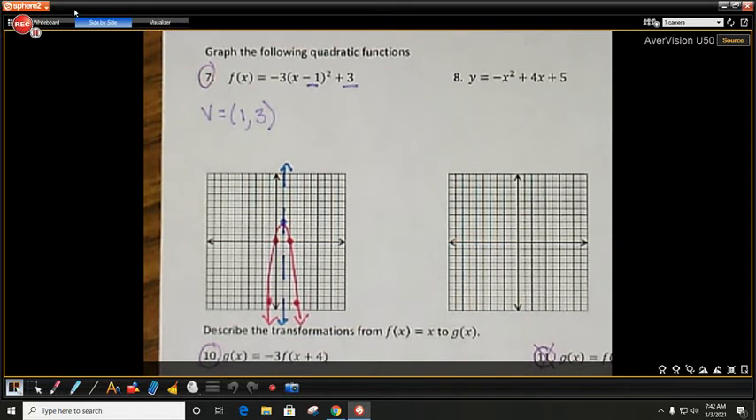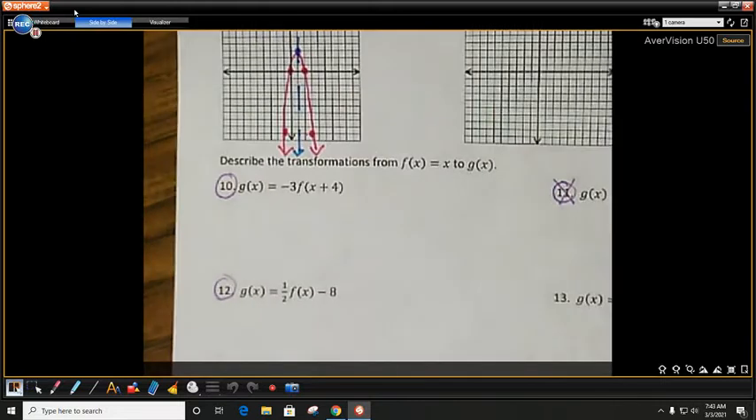Okay, so that is how we can graph. Remember, you can use your graphing calculator to help you graph, but it is super important that you find your vertex first, so then you know where on your table to look to find other values to graph. Okay? Next, we're going to move on to some transformations.